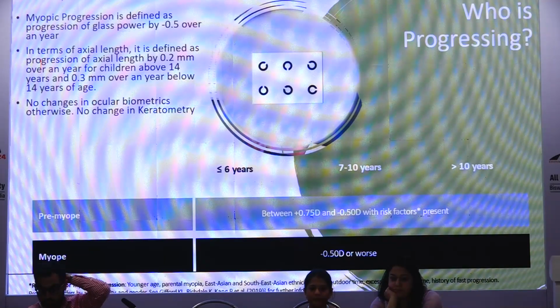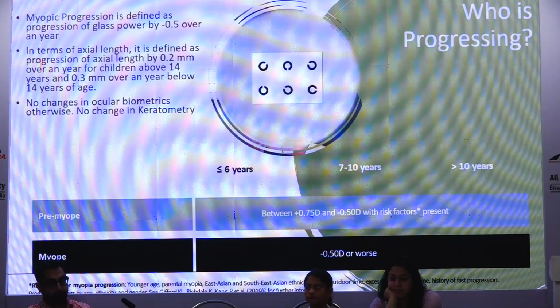In terms of axial length, in our clinic we define progression as 0.2 millimeter beyond 14 years, because past 14 years we do not really think that there would be a great progression. So even if there is a small progression of 0.2 millimeters, we take it as a significant progression. Under 14 years of age, 0.3 millimeter progression is what we take as a significant progression. Otherwise there should not be any change in ocular biometrics.